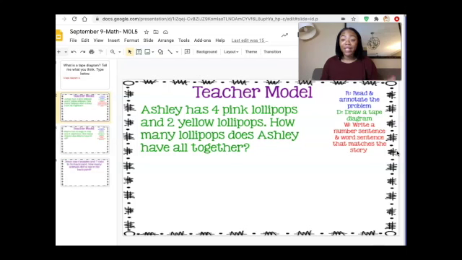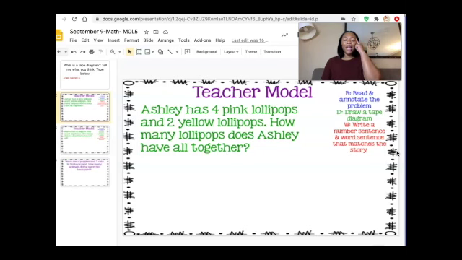So my question is below. And my first step is to always read and annotate my problem. And a pro tip is to read the problem at least 2 times and create a picture in your mind. So I'm going to read my problem. Ashley has 4 pink lollipops and 2 yellow lollipops. How many lollipops does Ashley have all together? Ashley has 4 pink lollipops and 2 yellow lollipops. How many lollipops does Ashley have all together?